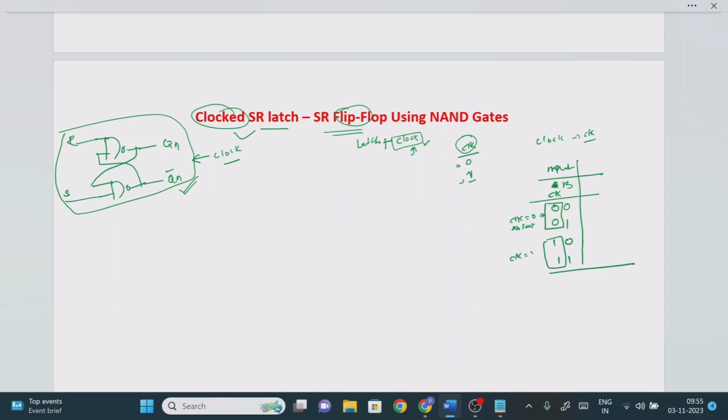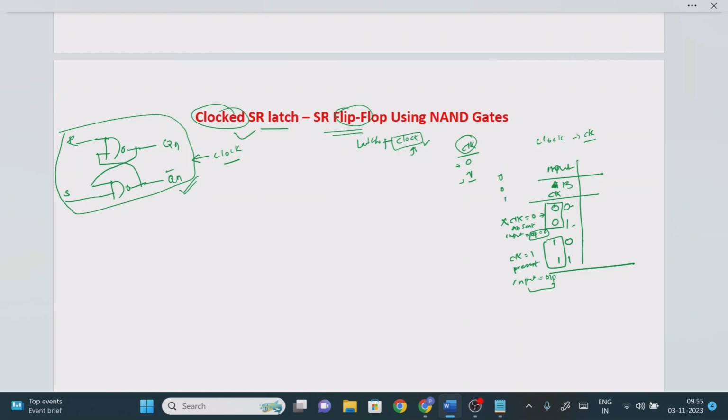What is the meaning of clock equals 1? Clock present means the input should be equal to the output value, whatever value you are trying to pass should be passed to the output. But if the clock is absent, whatever input you are trying to give, the output should always be 0 only, because it should not give any output in the absence of the clock pulse. Remember that point.